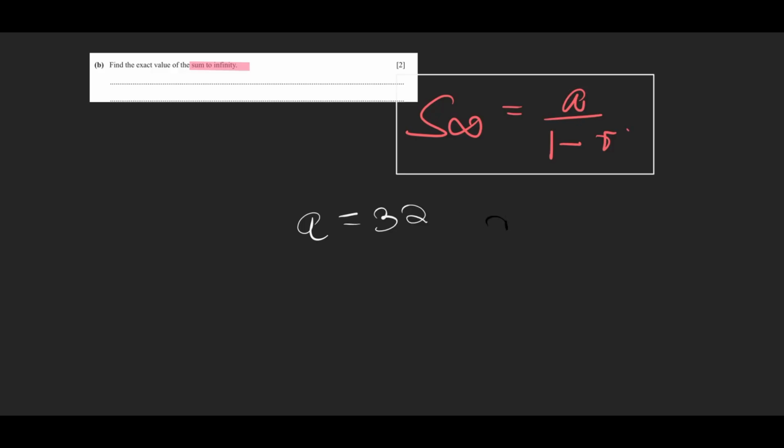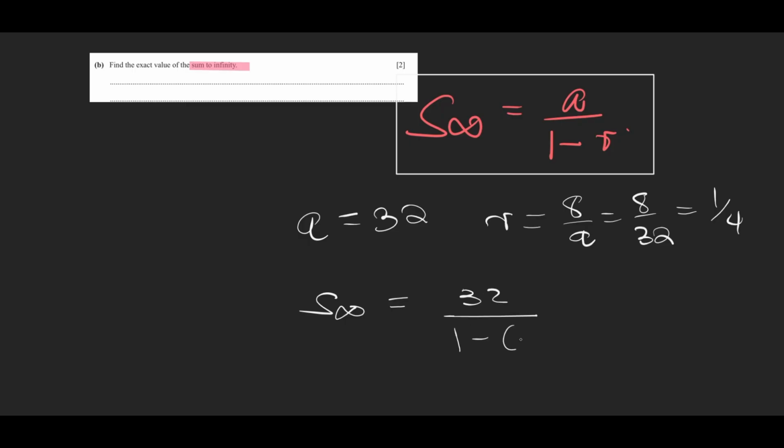And we know our r, it was 8 over a, which was 8 over 32, which was a quarter. We can easily go direct and just solve this question, put everything in the formula. So the sum to infinity will be 32 all over 1 minus a quarter, which is 0.25. So this is going to give you 32 all over 1 minus 0.25, which is 0.75.